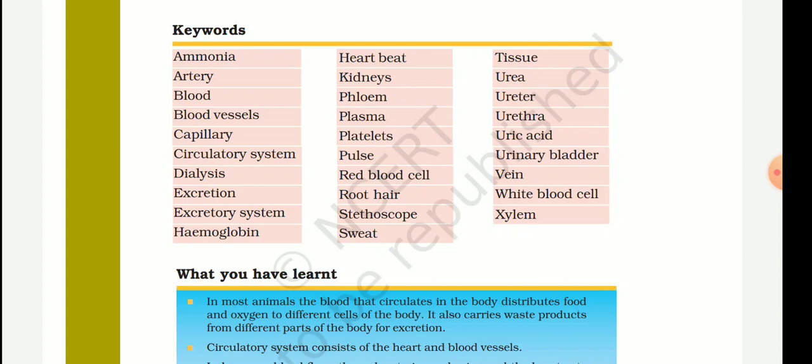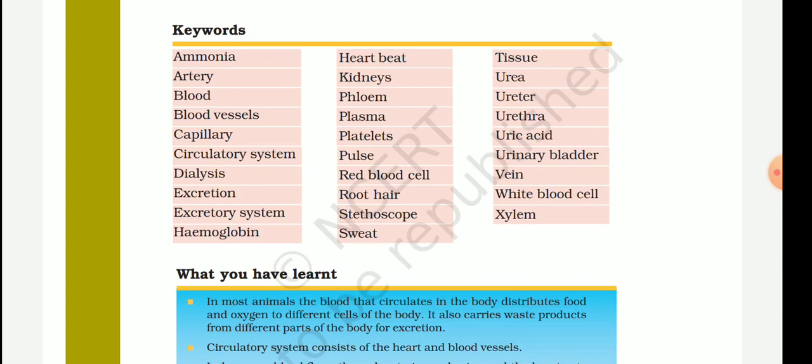Artery. What is the artery? Artery is a type of blood vessel which always carry oxygenated blood. No, I told you yesterday also, or not always. The pulmonary artery is the artery which carries deoxygenated blood. But we can say this, that all the arteries carry blood away from the heart. This one is correct.